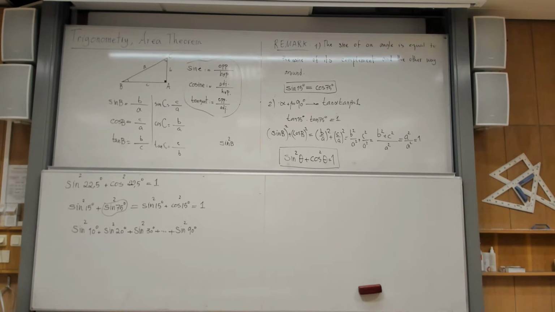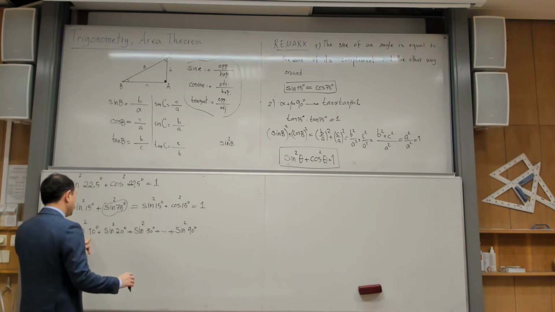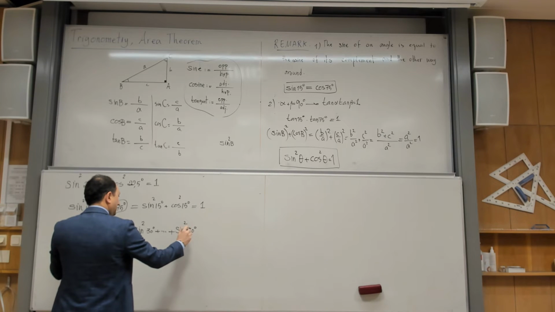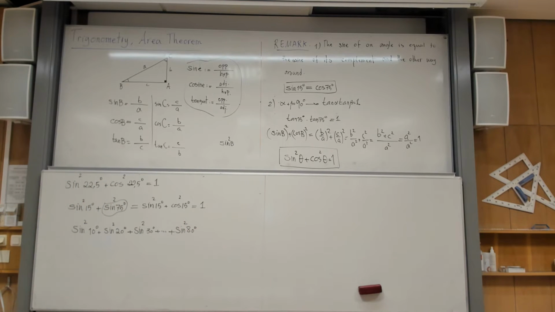It's not good, so let me see. Let me stop at 80. Of course, I could continue to 90, but you haven't studied sine of 90 yet. But in principle, we should be able to calculate this.